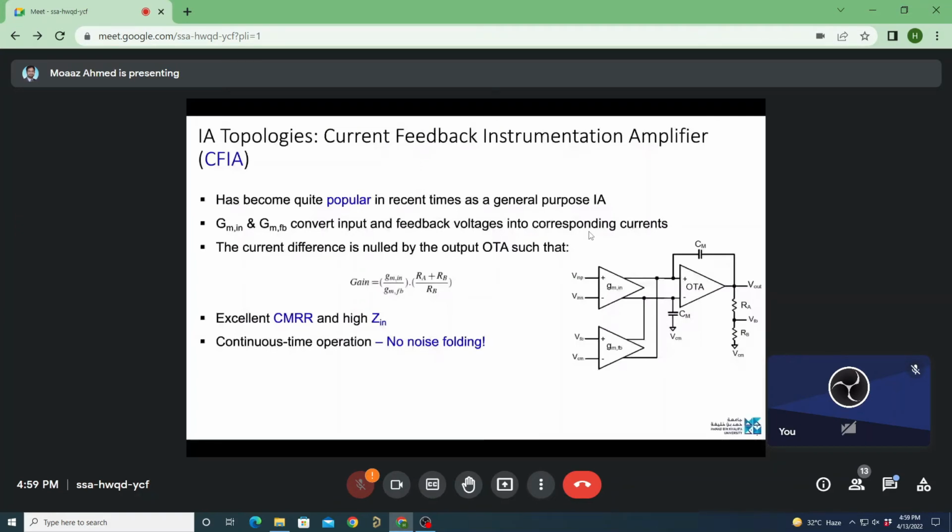So now I will discuss some popular topologies. This one is implemented by the chopper and auto zero offset stabilized CMOS IA.